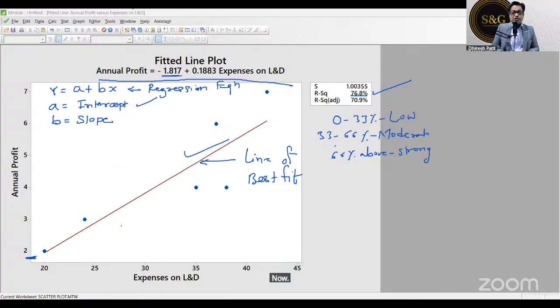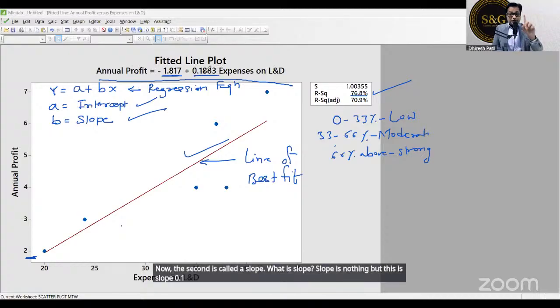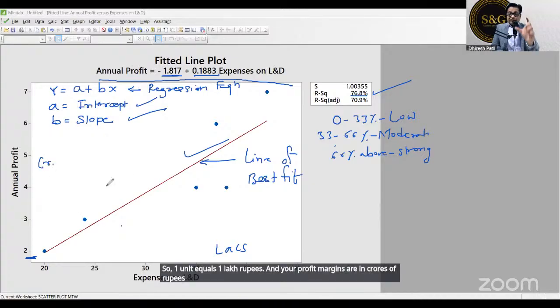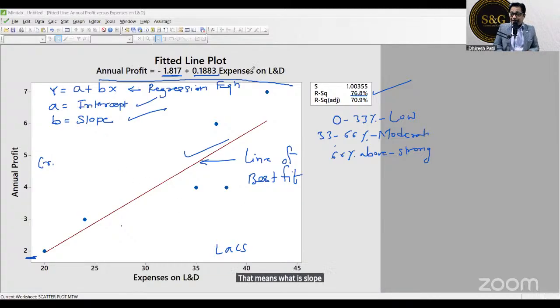Now the second is called the slope. What is slope? This is the slope, 0.188. Now this is very interesting. Imagine your learning and development expenses are in lakhs of rupees, so 1 unit equals 1 lakh rupees, and your profit margins are in crores of rupees. Both units of measurement are money, but x is in lakhs and y is in crores. What does slope 0.1883 mean?